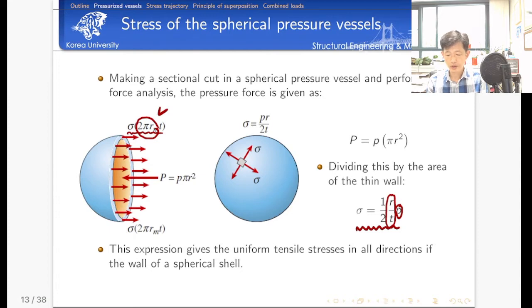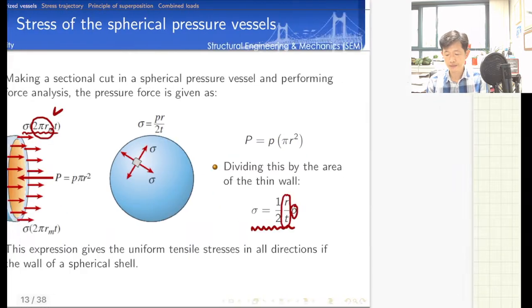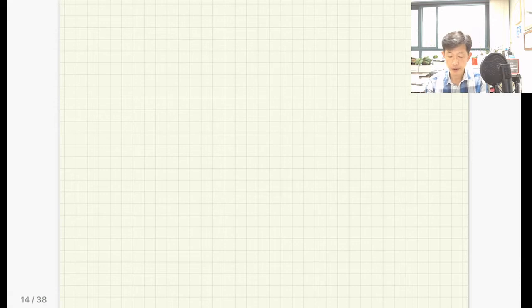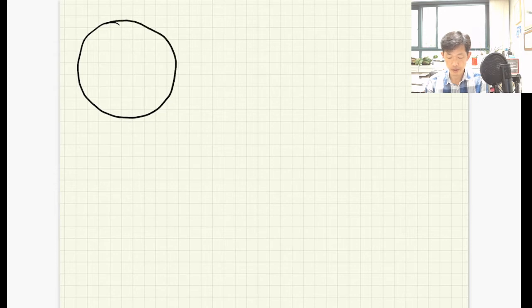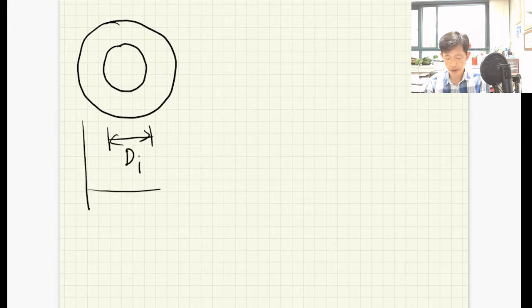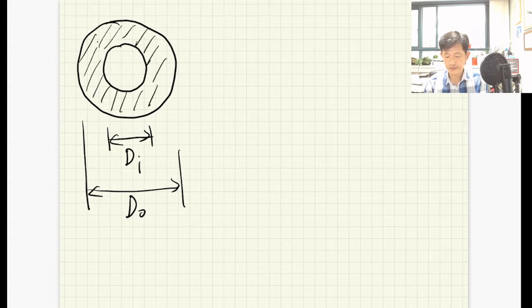So here let's talk about how we get this simplification, a little bit more about it. Let's consider not that thin a spherical vessel. So we have the finite difference, the inner diameter, and the outer diameter. Let's say I want to calculate the cross-section area here.